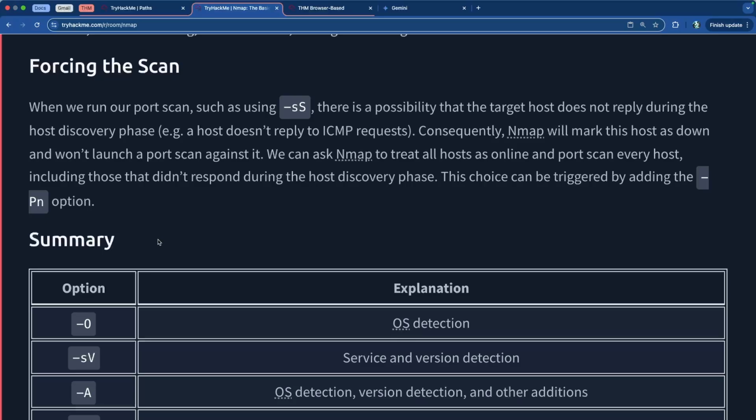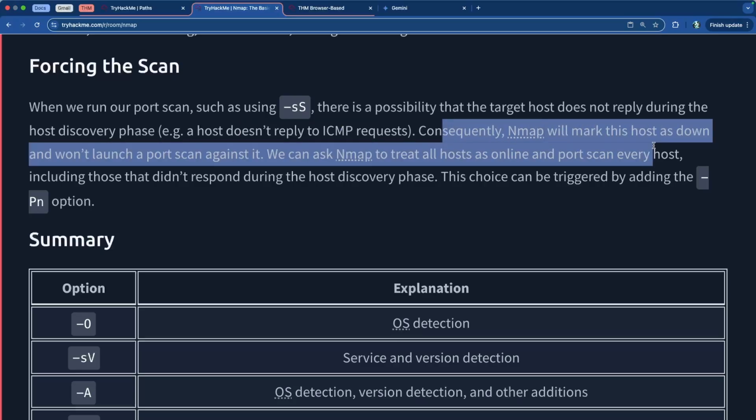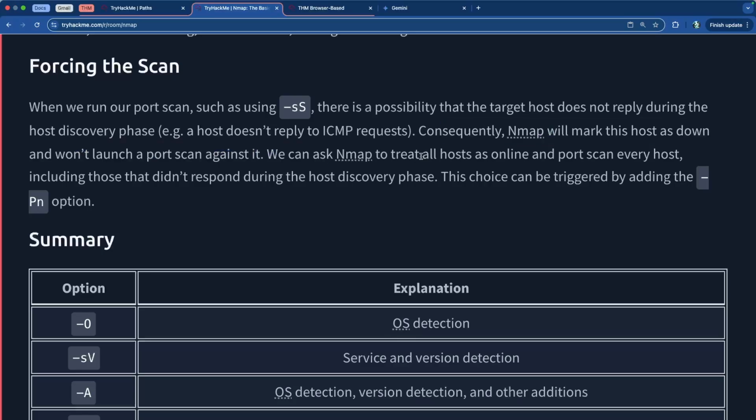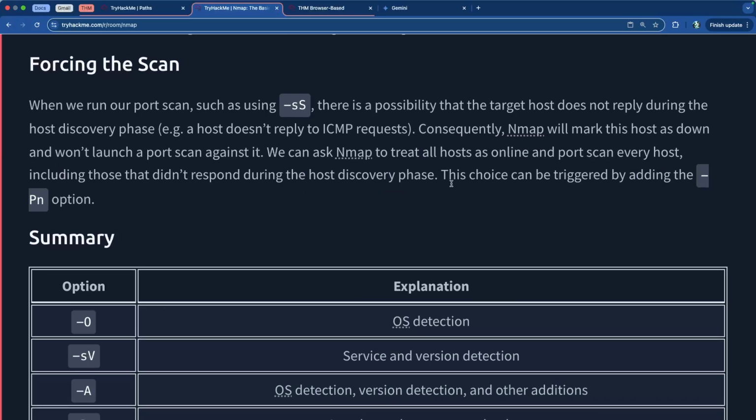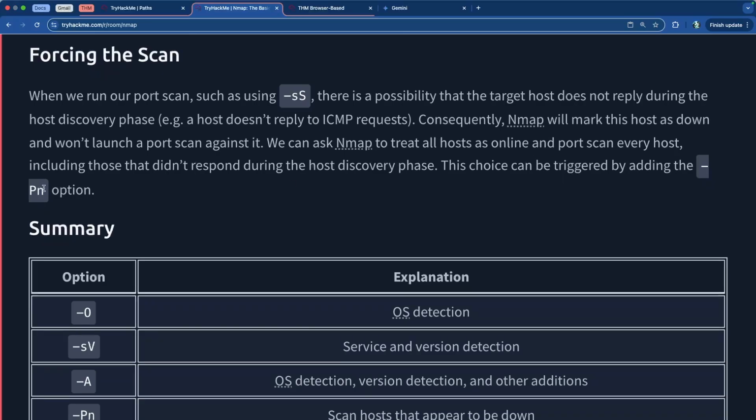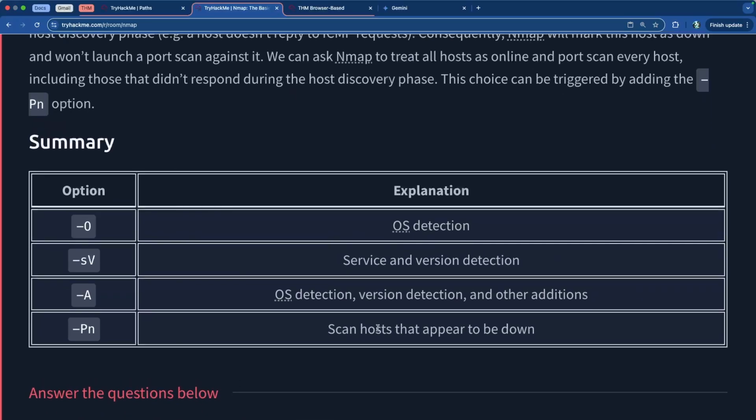There's a possibility that the target host doesn't reply during the discovery phase, meaning it doesn't reply to the ICMP request, the ping. So consequently, Nmap will mark this host as down and won't launch a port scan against it. We can actually ask Nmap to treat all the hosts as online and port scan every host, including those that didn't respond during the host discovery phase. So that's what it means to force the scan. And you can do this with the -Pn, so capital P lowercase n option. And this scans the host that appears to be down, even though supposedly it's down. We're still going to scan it and see if there's anything available on the ports on that IP address.